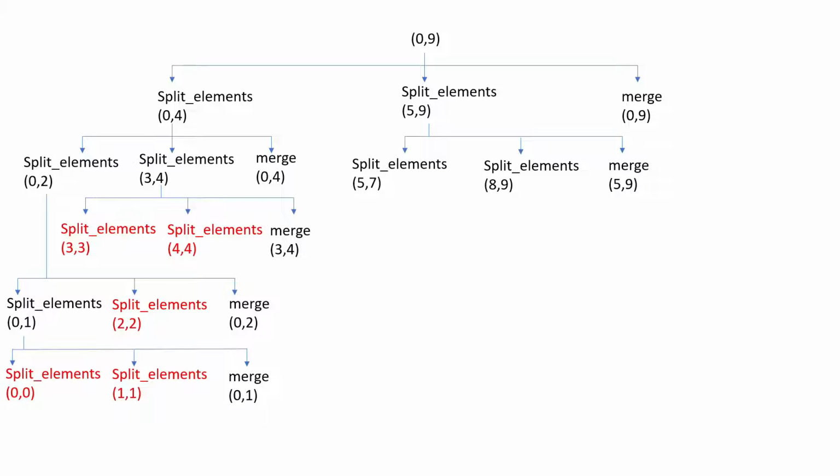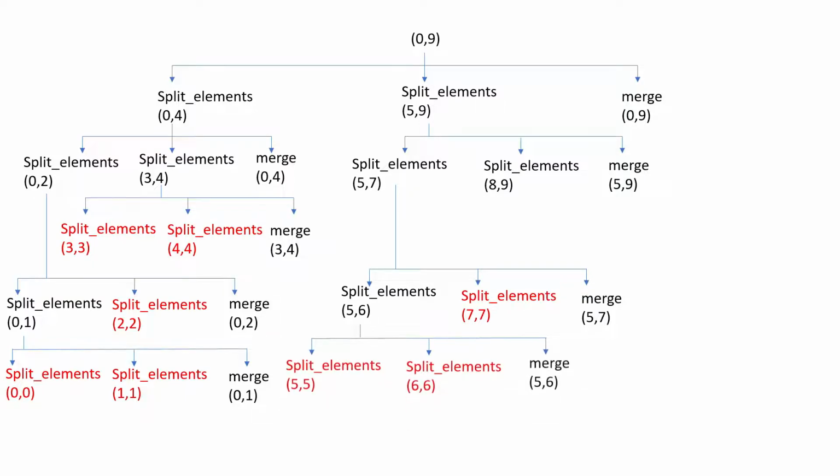Again the index 5 to 7 will split into 3 parts: from 5 to 6, index 7 and merging them. Again the indexes 5 to 6 will get split into 3 parts, that is index 5, 6 and merging them. Again the index 8 to 9 will get split into index 8, 9 and merging them.